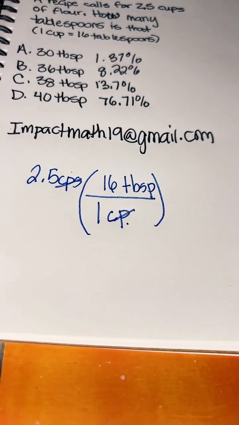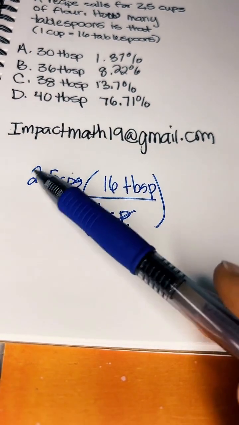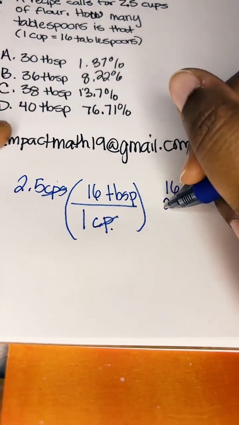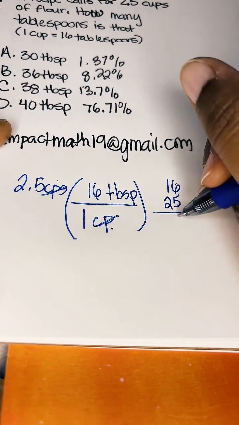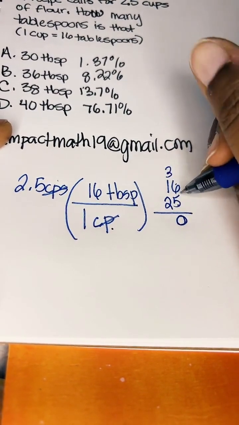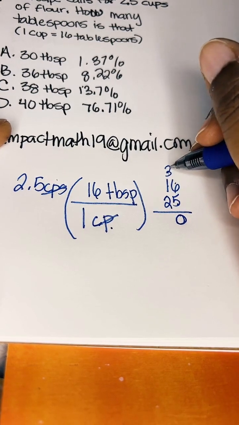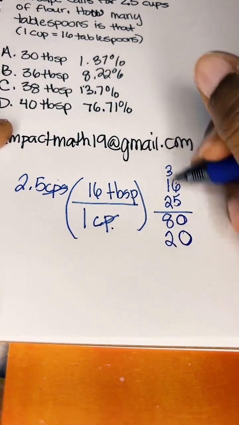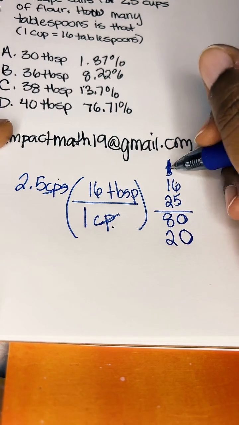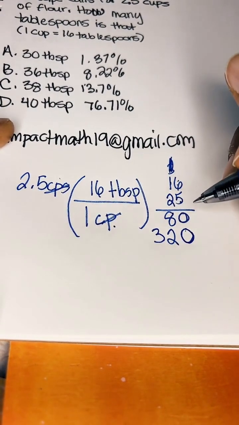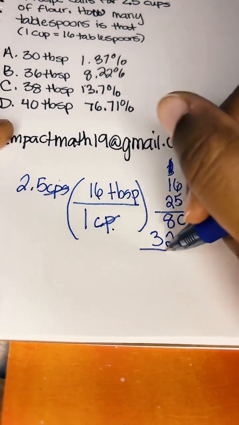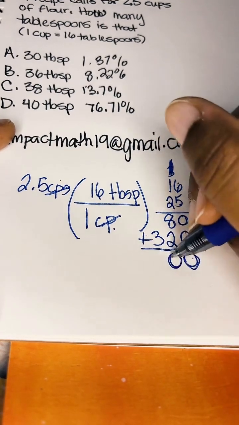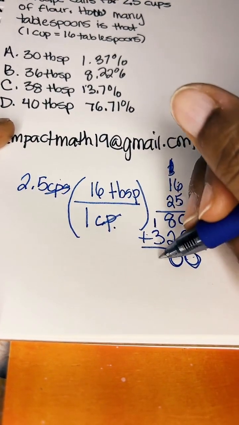All right, so what we're doing is we're doing 2.5 times 16. That's what we're doing. So let's do that. 16 times 25. 5 times 6, that's going to be 30. 5 times 1 is 5. Plus 3 is going to give us an 8. Put that placeholder. 2 times 6 is 12. Carry the 1. And 2 times 1 is 2. Plus 1 is 3. Do we see it yet? So we got a 0. 8 plus 2 is 10. Carry that 1. And then 3 plus 1 is 4.